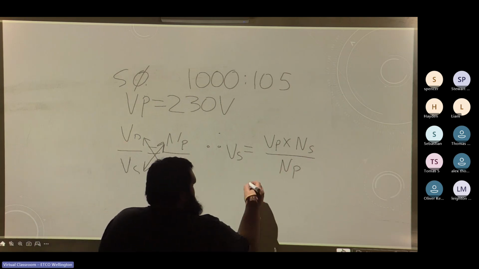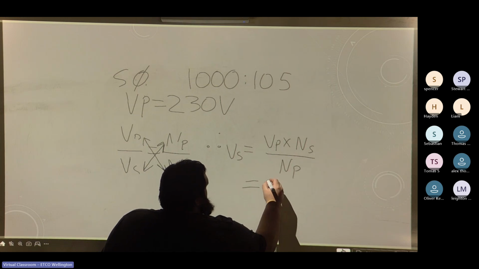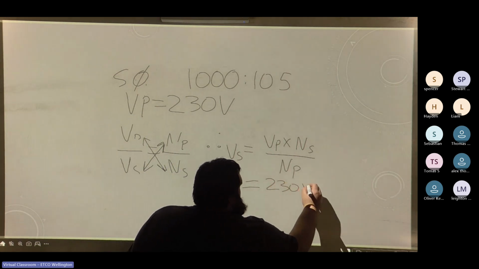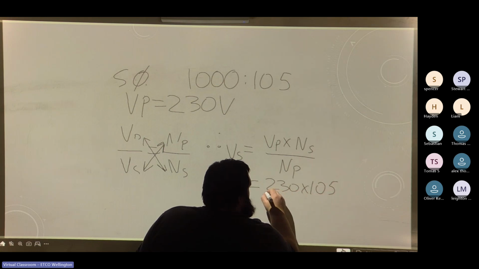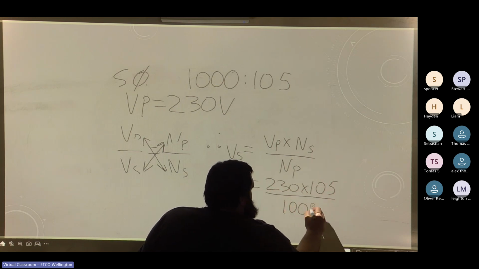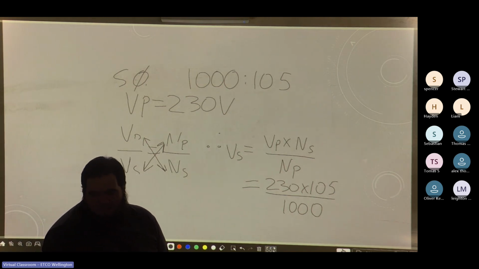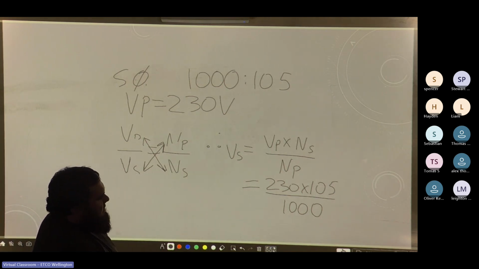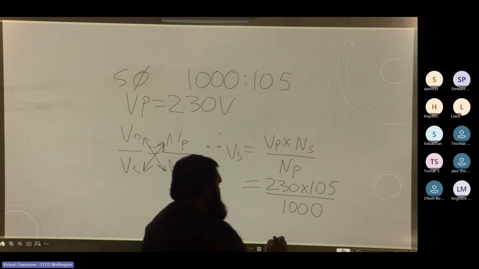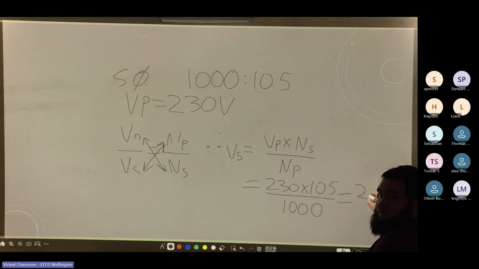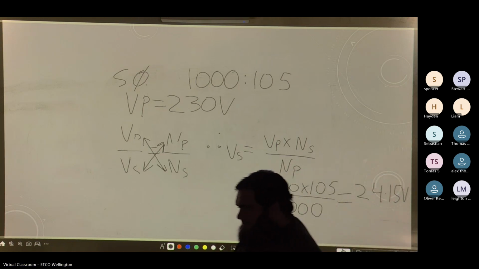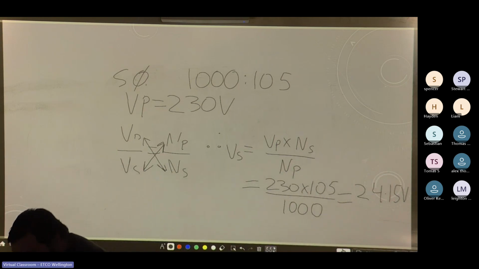So that would give us VP, 230 times 105 divided by 1000. So 230 times 105 would give us 24150. But because we're dividing it by 1000, we move that decimal place, and that gives us a total of 24.15 volts. Cool. Does everyone follow how that works? Let's get out of the way so everyone can see it.